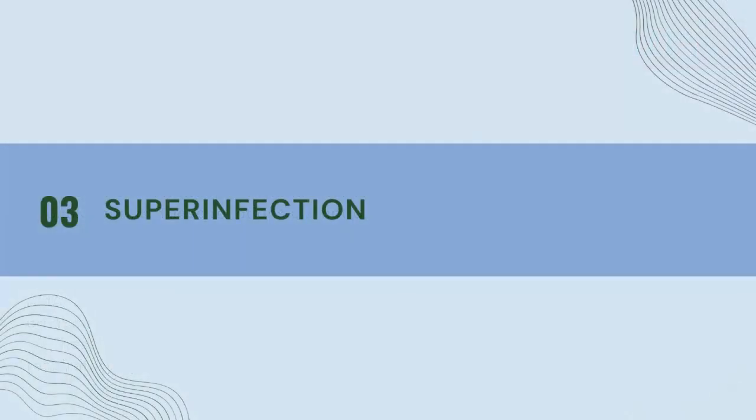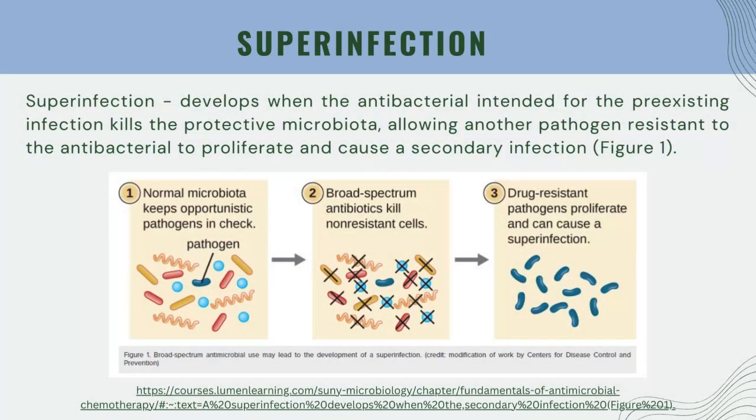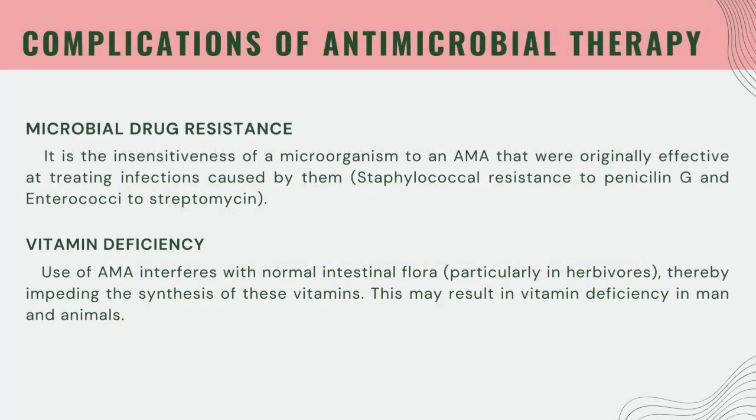Superinfection develops when an antibacterial drug intended for the pre-existing infection kills the protective microbiota, allowing another pathogen resistant to the antibacterial drug to proliferate and cause secondary infection. Microbial drug resistance. It is the insensitiveness of a microorganism to an AMA that was originally effective at treating infections caused by it. Vitamin deficiency.